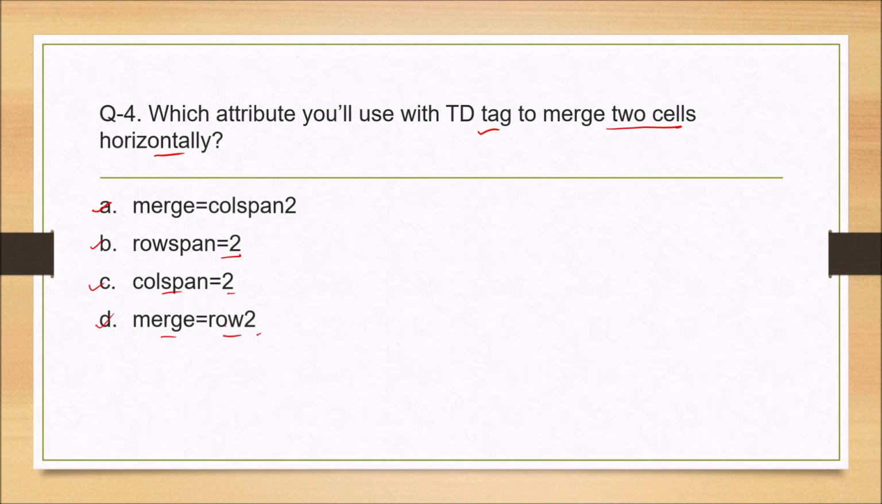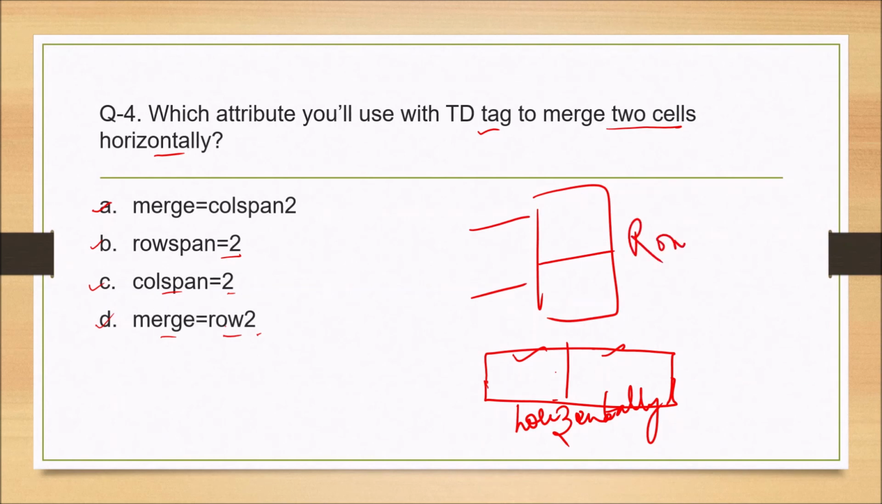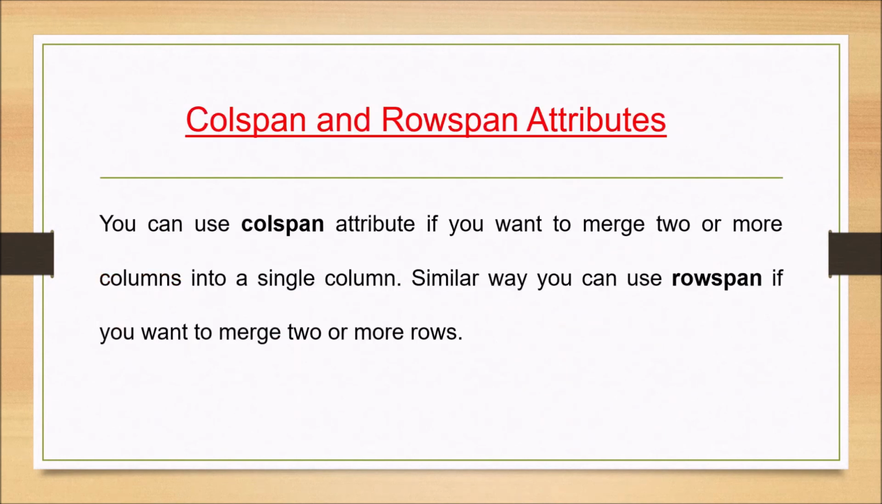So now you have to understand the meaning of horizontally and vertically. Whenever we are saying horizontally, it means we want to merge two columns, right? We want to merge two columns in the case of horizontally. And if the question says vertically, it means we want to merge two rows. So accordingly, you will opt the correct answer. So the correct answer is colspan equals to 2.